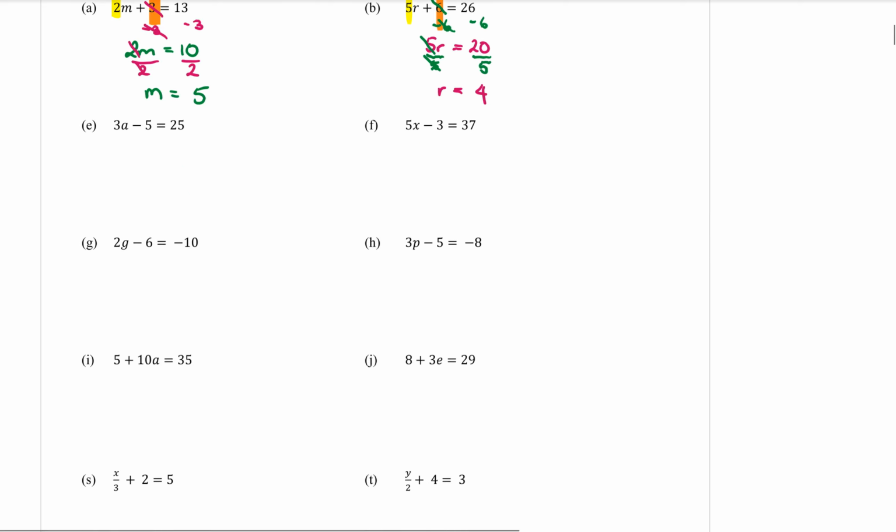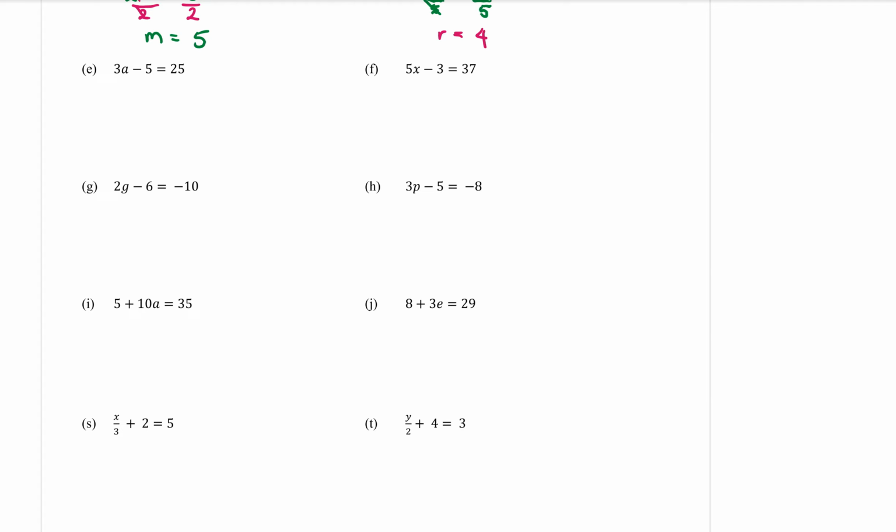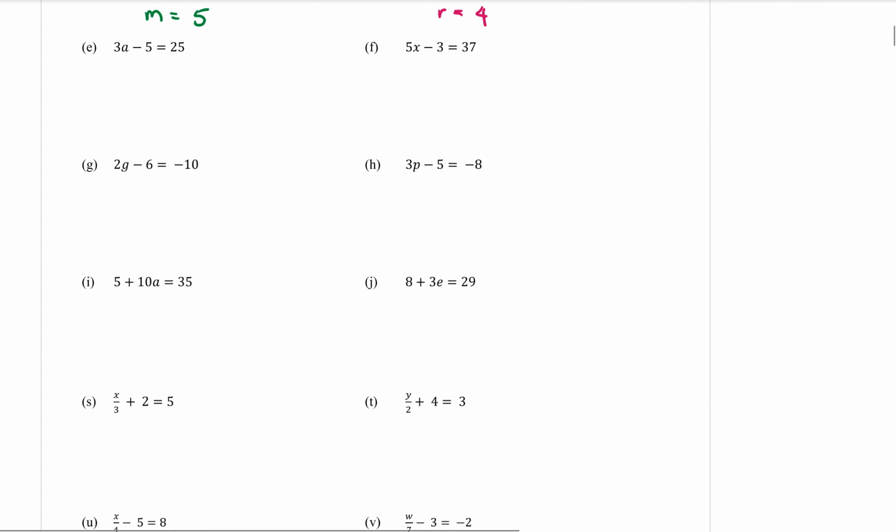Next one says part E. We've obviously skipped a few letters, but that's okay. So let's go with, we have the 3a, and then we want to take away 5. So 3 is times with a, take away 5. In opposite order, we want to add the 5 to both sides. Cancel that off. 3a is now by itself. 25 plus 5 is 30.